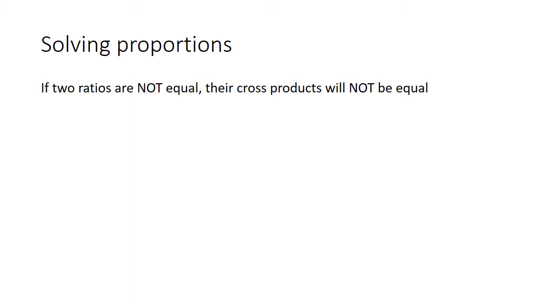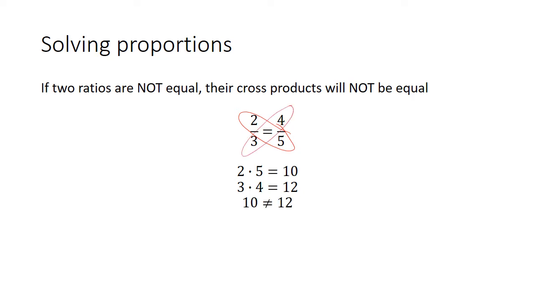If the ratios are not equal, then their products will not be equal. So let's say 2 to 3 and 4 to 5. We look at our cross product. We're going to do our 2 times 5, which is 10. That's this one. And then the other one, 3 times 4, is 12. 10 is not equal to 12, so these are not proportional. So that's what I mean.